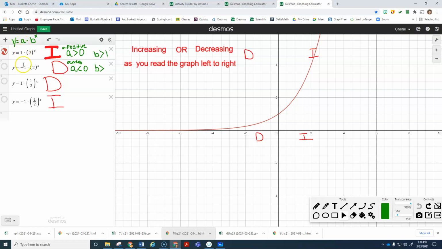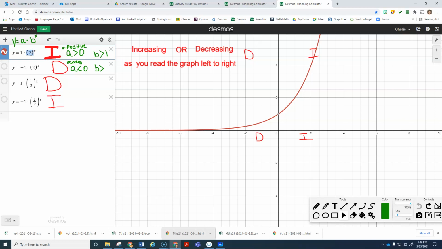We have a positive A at this place right here. This one has a negative A. This graph right here has a positive A. This graph right here has a negative A. So that's how we look at the A values. Here are the B values.